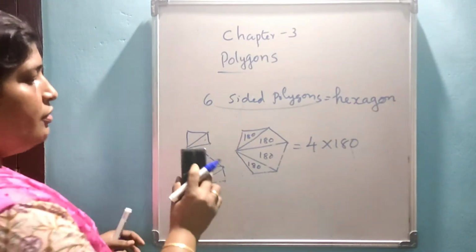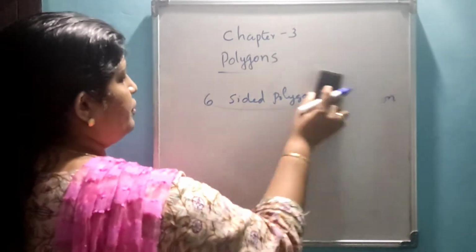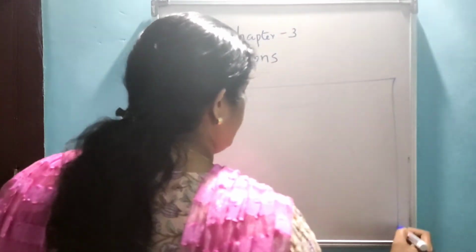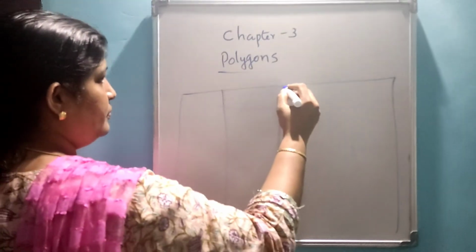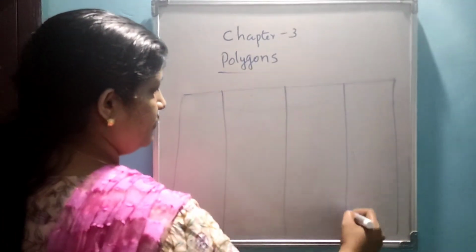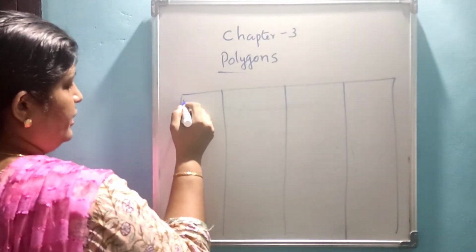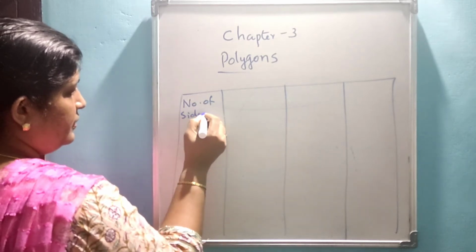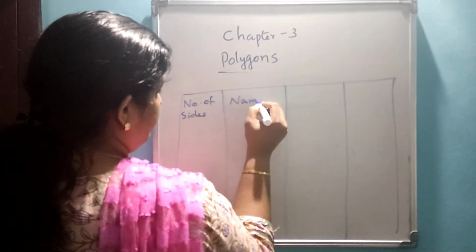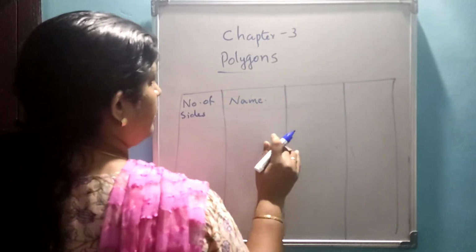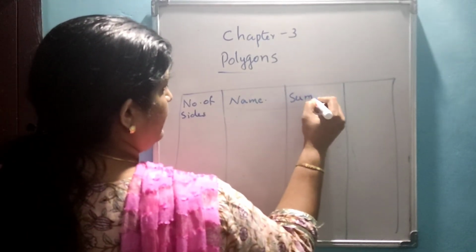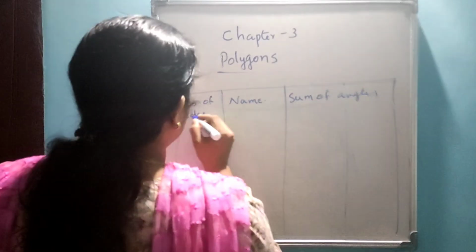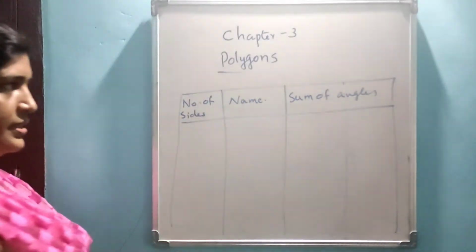4 into 180. So, here we are going to draw a table like this. First column, number of sides. Second one, name. And sum of angles. We need this many columns.